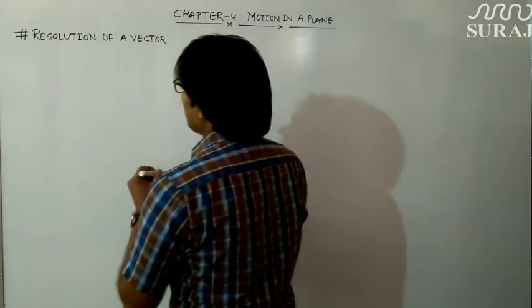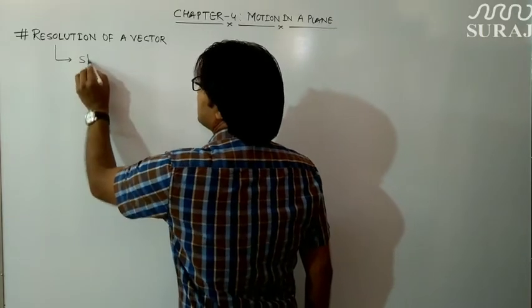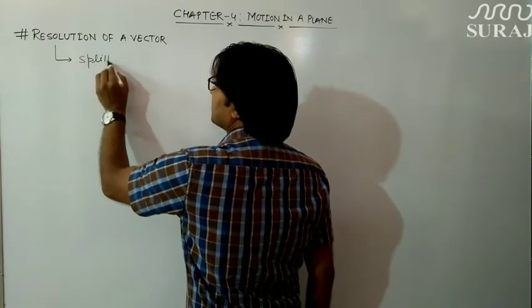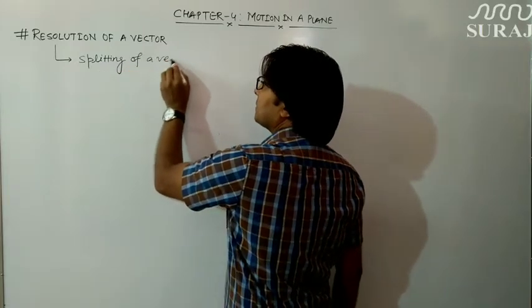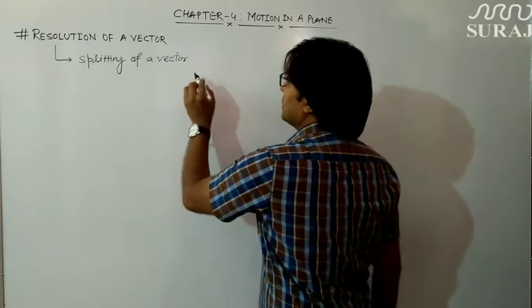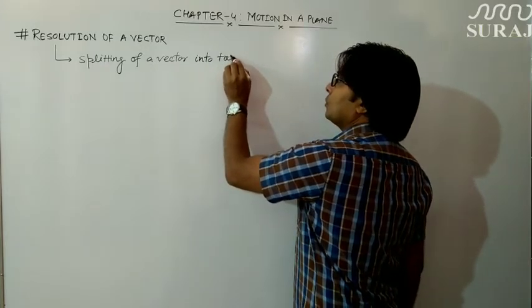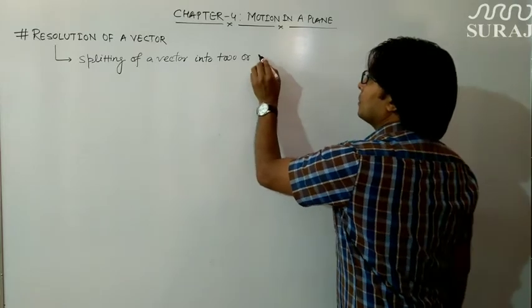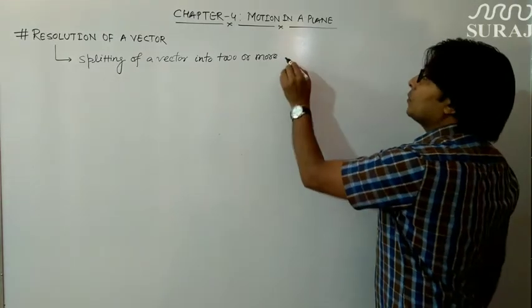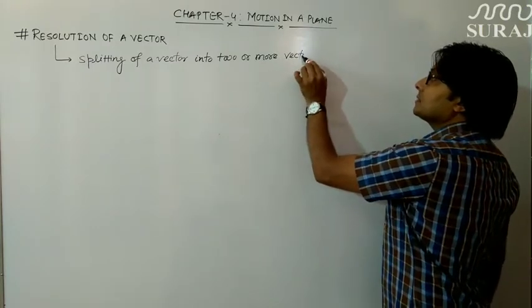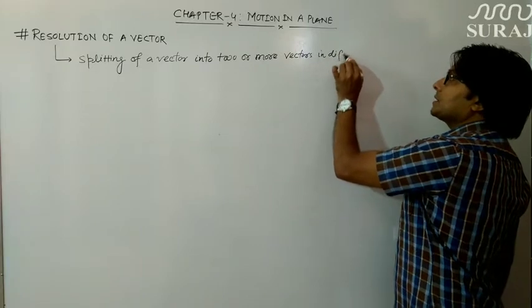Resolution of a vector can be defined as splitting of a vector into two or more than two vectors in different directions.